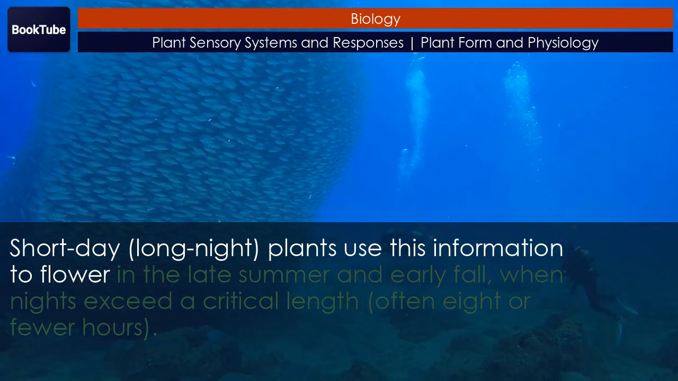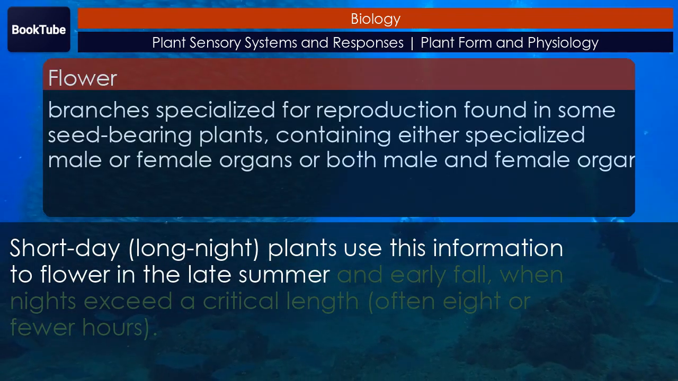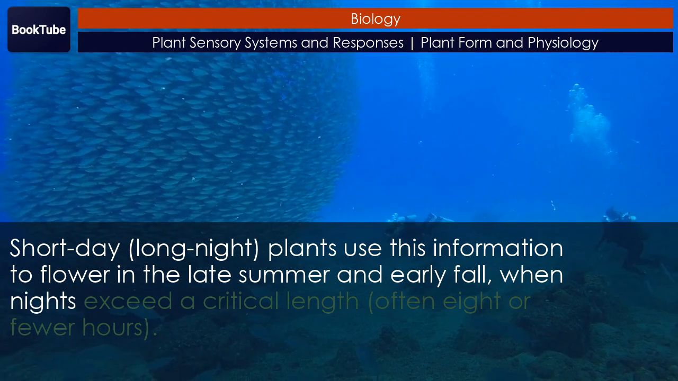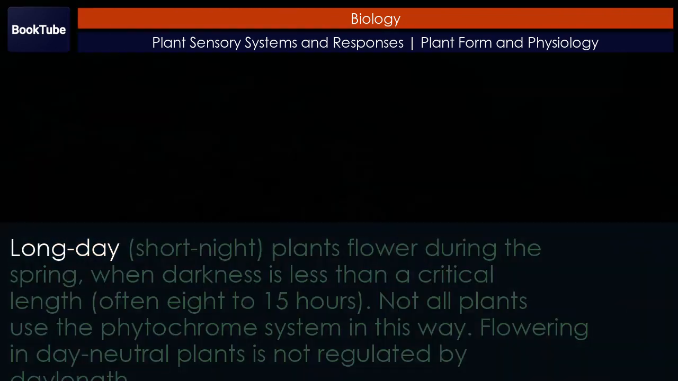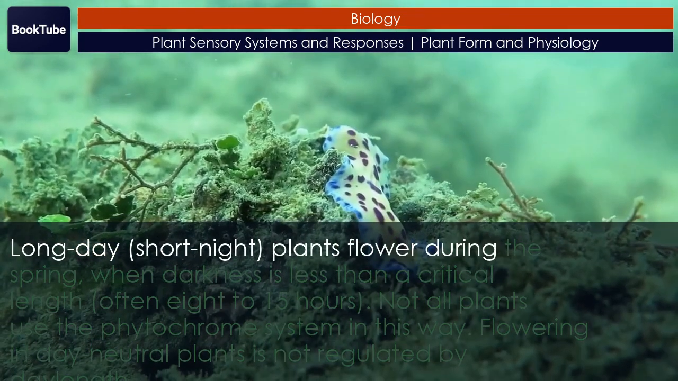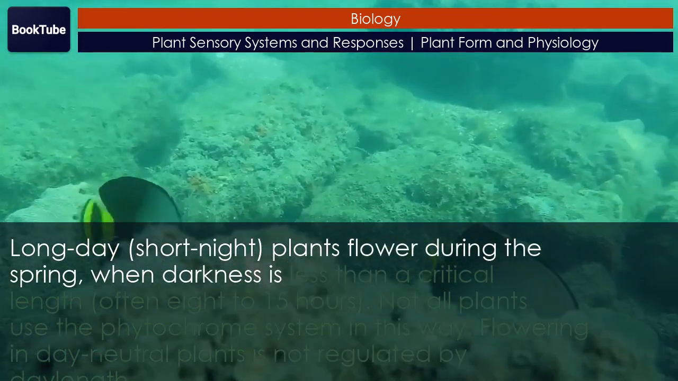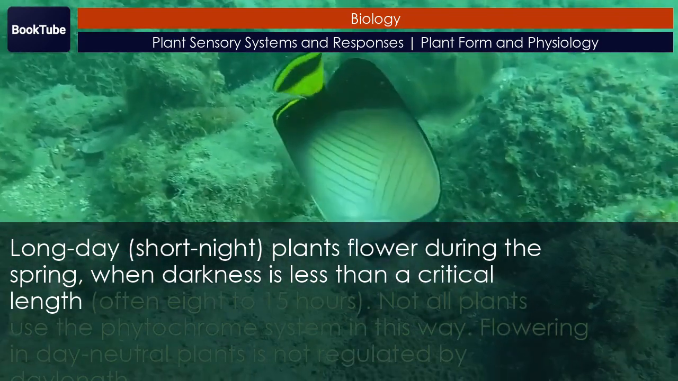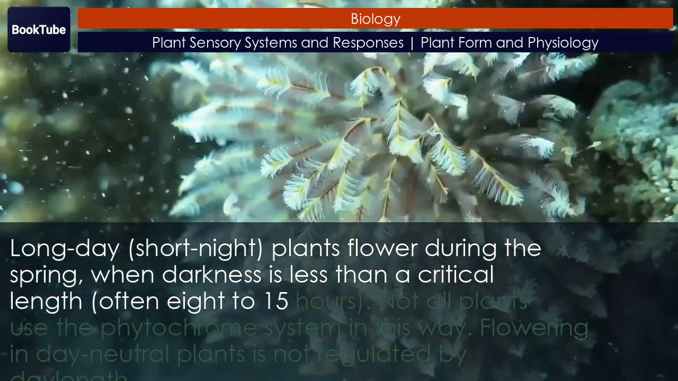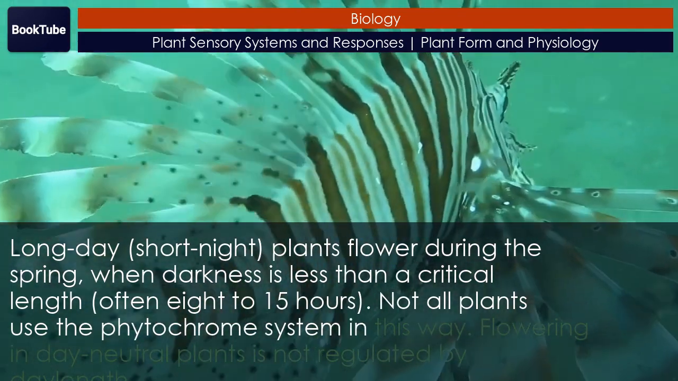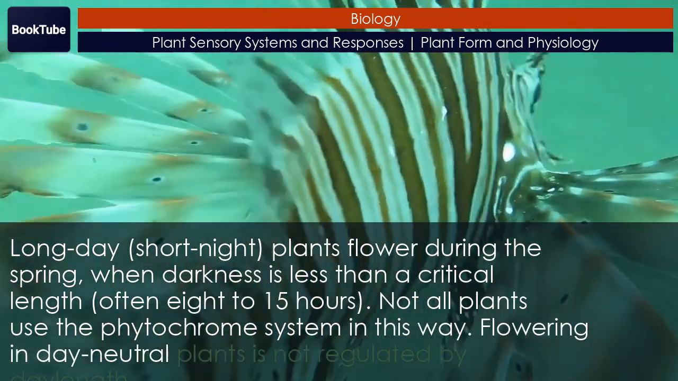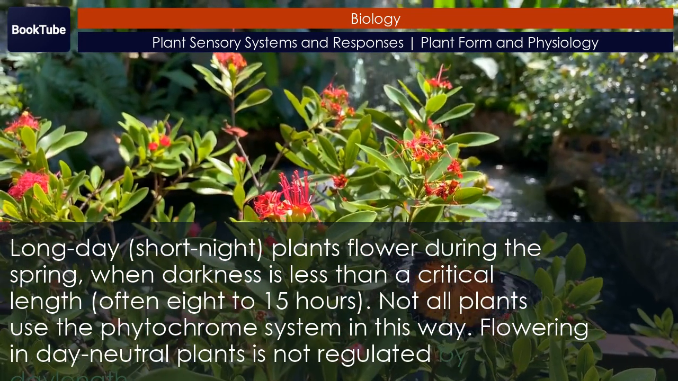Plants use this information to flower in the late summer and early fall. When nights exceed a critical length, often 8 or fewer hours, long day, short night, plants flower during the spring. When darkness is less than a critical length, often 8 to 15 hours. Not all plants use the phytochrome system in this way. Flowering in day-neutral plants is not regulated by day length.